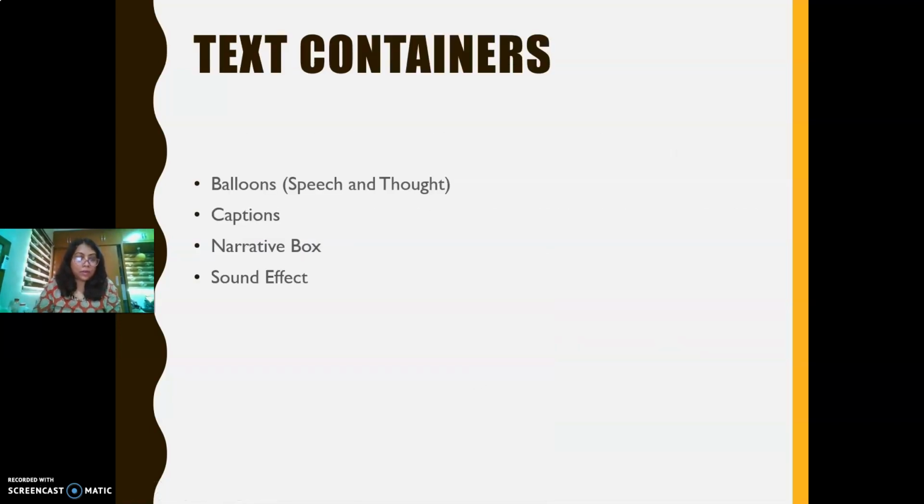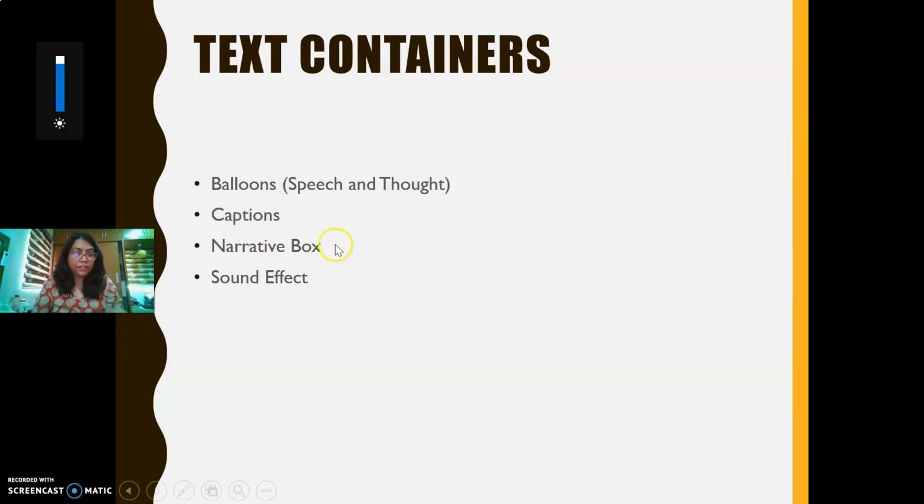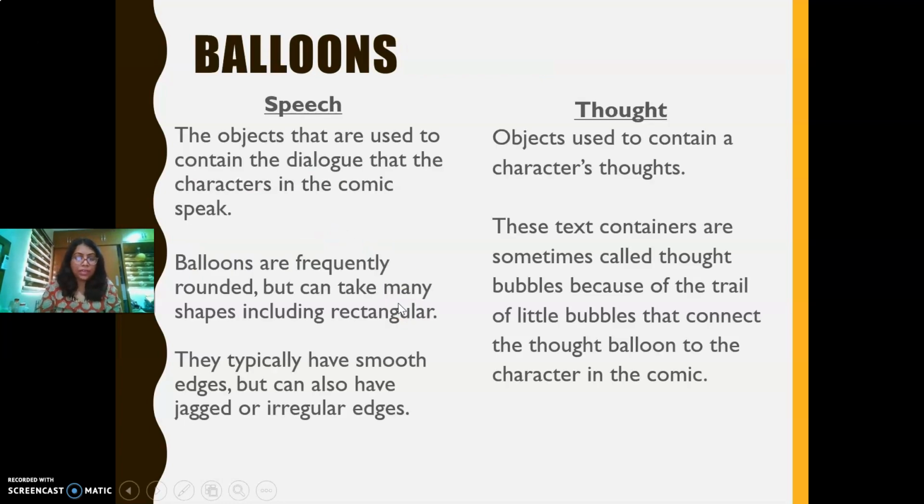All right, now moving on from the visual elements of a graphic novel, let us go on to talk about the technicalities of text containers. And as I told you, in a graphic novel or in a comic, along with the visuals, the text is also very important, and there are several techniques that are used to depict the text narration. So under this category, we are going to look at balloons, which are both speech and thought. We are also going to look at captions, narrative box, and sound effect. Okay, let's see.